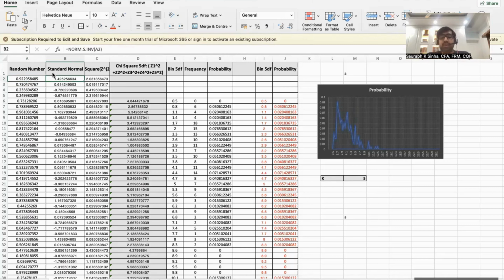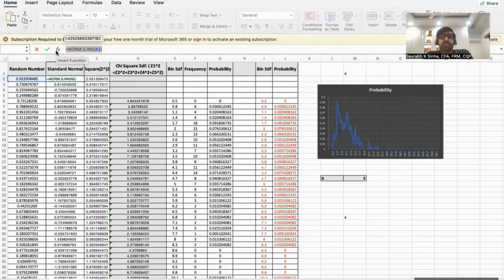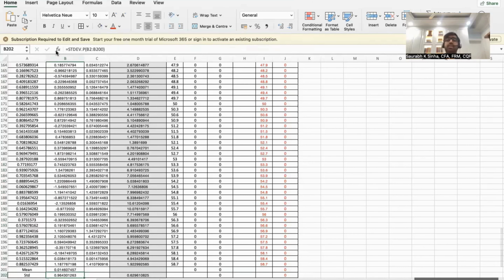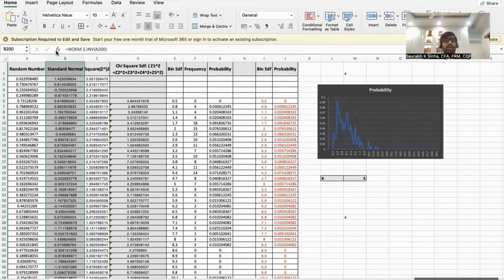So how can we create standard normal data in Excel with the help of a random number? For that, I have used the NORM.S.INV function of Excel, which will convert the data into a normal distribution with a mean of 0 and a standard deviation of 1. So it is converting all the data points into a standard normal distribution. But please understand, I haven't taken 100,000 data points. I haven't taken 10,000 data points. I have just taken 199 or 200 data points.